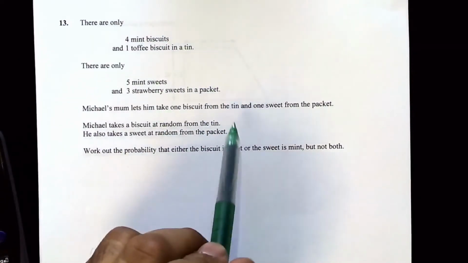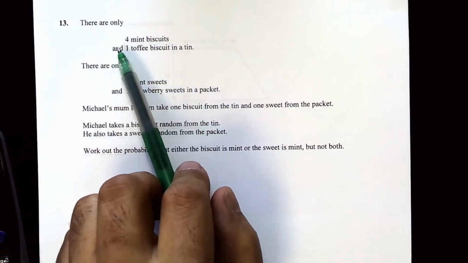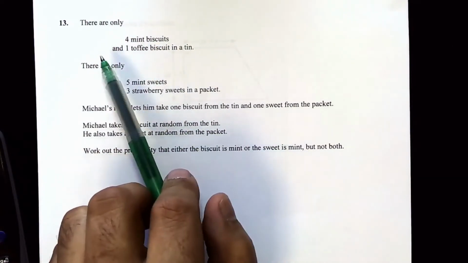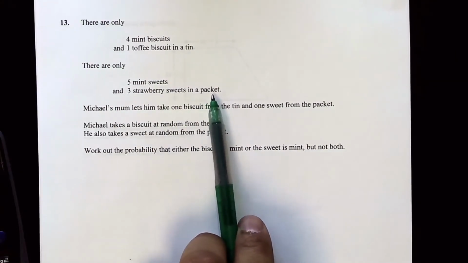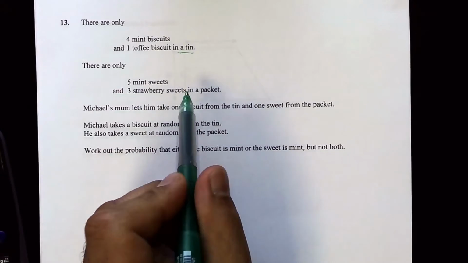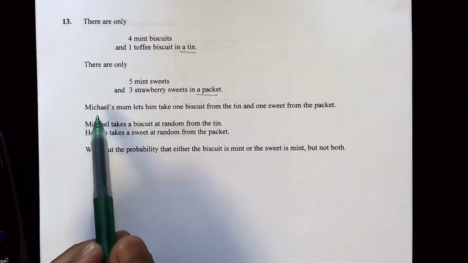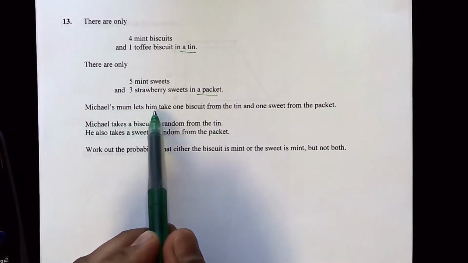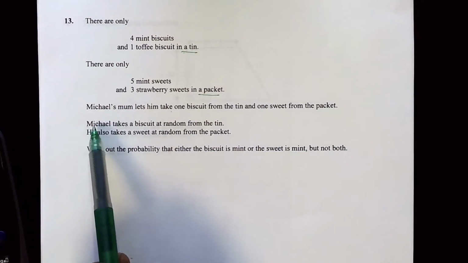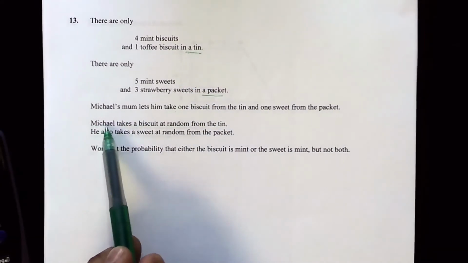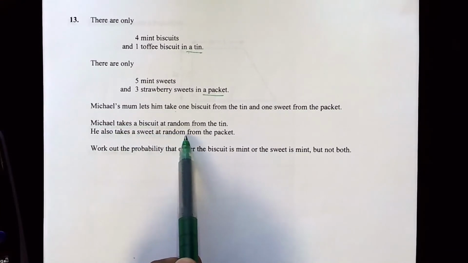Question 13 looks at probability, and the question reads, there are only 4 mint biscuits and 1 toffee biscuit in a tin. There are only 5 mint sweets and 3 strawberry sweets in a packet. So we've got a tin and a packet with different sweets and biscuits in there. Michael's mum lets him take 1 biscuit from the tin and 1 sweet from the packet. So he's going to select 1 from each. Michael takes a biscuit at random from the tin. He also takes a sweet at random from the packet.